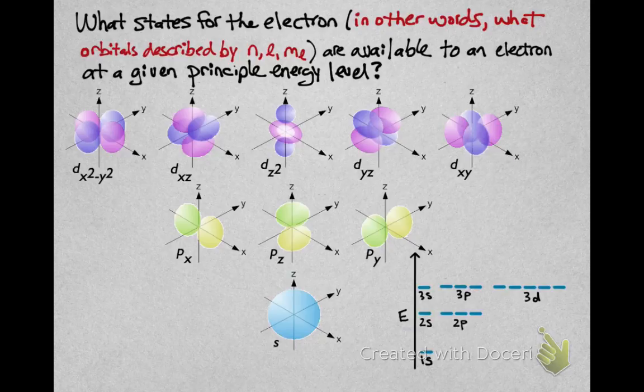You should be familiar with the shapes and orientations for all the orbitals and be able to draw orbitals on an XYZ coordinate system. So in other words, be able to draw a dxz, a dyz, a pz, a py, and the various orbitals.